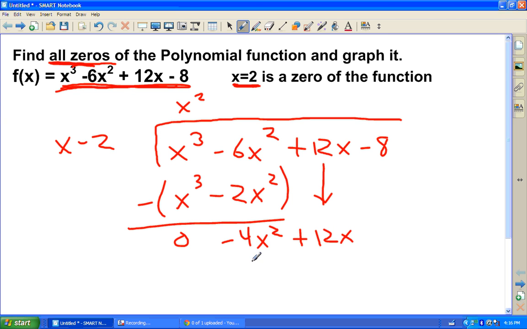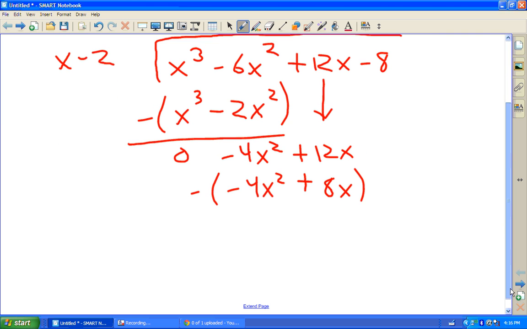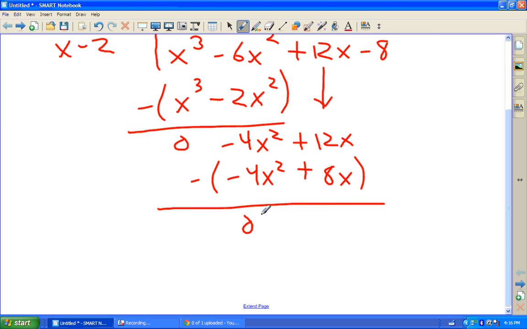To get a minus 4x squared down here, I would have to have, it looks like a minus 4x up here. Minus 4x squared is what I get. A minus 4x times a minus 2 is a plus 8x. Now when I do my subtraction here, I'm going to get 0 here. 12 minus 8 is a plus 4x. There we go. Now I bring this 8 down here, minus 8.